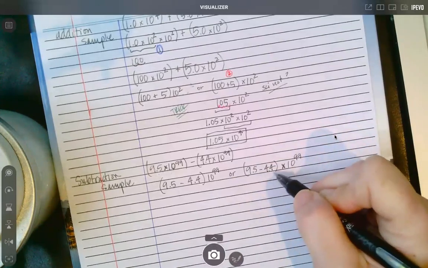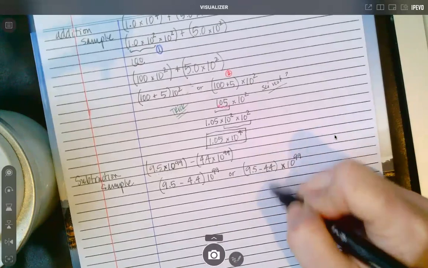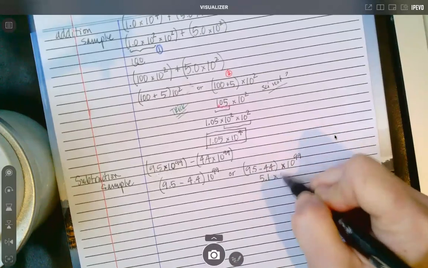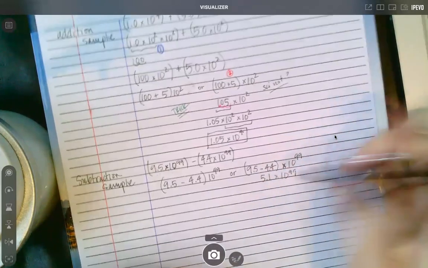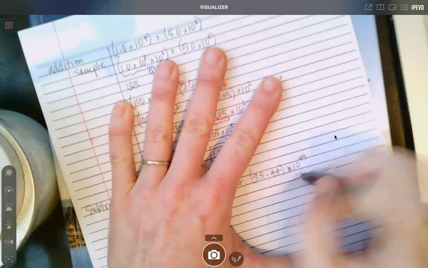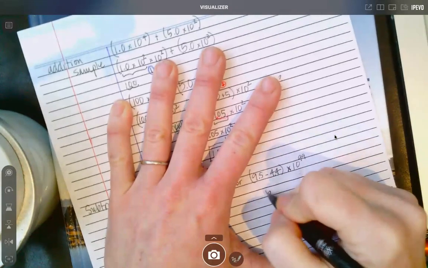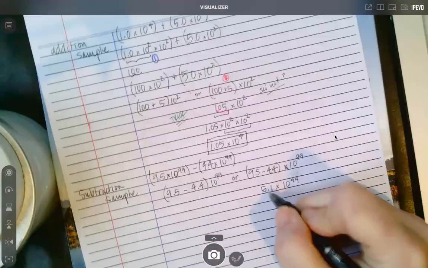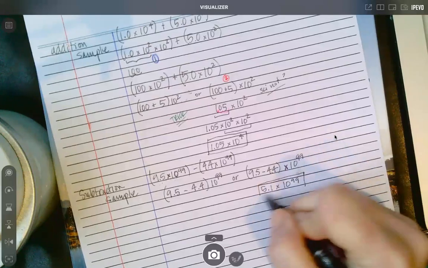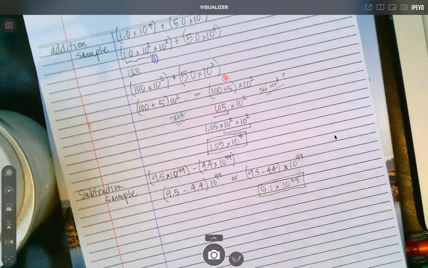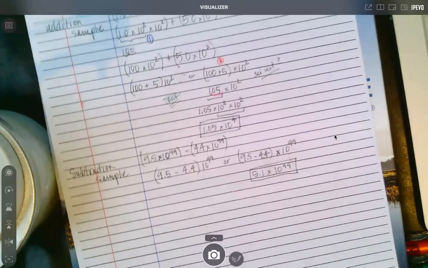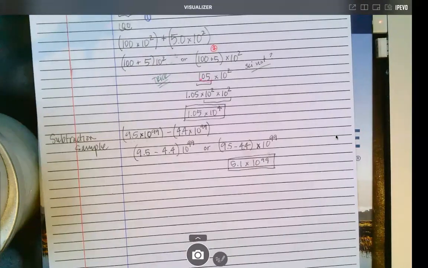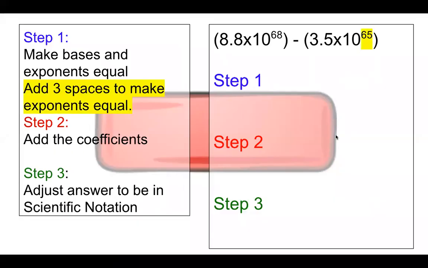All right, so subtraction-wise, I've got 5.1 on my coefficient times 10 to the 99th, right? Give myself a space here. Use my spaces. All right, I'm in scientific notation. I don't need to make any adjustments. That one is way too easy. Okay, so there's my subtraction sample. That's super straightforward and easy. And then I'm going to do another one that is less easy.